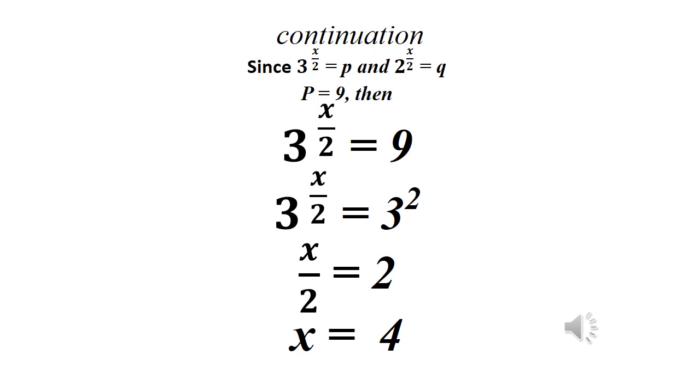Now, if you take the first part of it, that's 3 raised to power x over 2 equals 9. Since our p equals 3 raised to power x over 2 and p is as well equal to 9, we can just equate 3 raised to power x over 2 equals 9. Then we can break down 9 to 3 raised to power 2 so that they have the same base. So if you cancel the base, we have x over 2 equals 2. If you cross multiply, we have x equals 4.